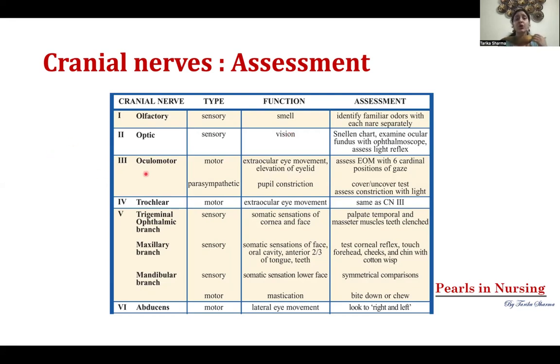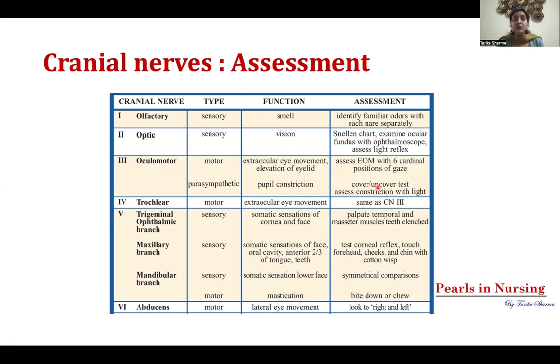Then the third one is the oculomotor nerve. The name says it's a motor nerve, right? So this is responsible for extraocular eye movement. To assess this, we have to assess the patient's extraocular movements with the 6 cardinal positions of gaze, like 1, 2, 3, and 4, 5, 6. So these 6 cardinal positions, the patient will be made to look at. And if the person is able to do it, it means this oculomotor nerve is functional.